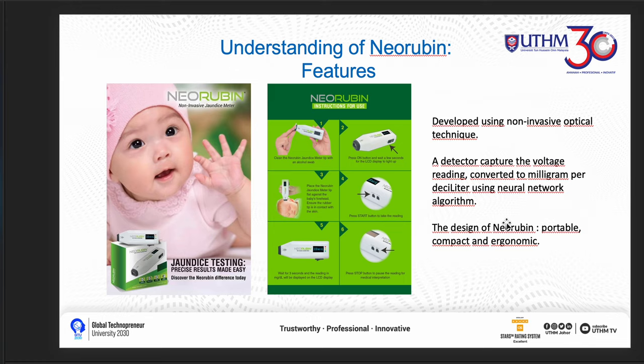Alright, so now let's understand the features of the NeuroBeam. The NeuroBeam uses non-invasive optical techniques, in which, like I mentioned just now, it does not need a blood withdrawal. It is a non-contact process, so it is comfortable for the newborn. And second, this device helps to improve the accuracy using a neural network algorithm. So this is the approach they use to solve the problem of low accuracy from the previous method. And to solve the issue of bulky machine size, they designed the NeuroBeam. You can see from the comparison of the size between the NeuroBeam and the hand. Alright, it is small, compact and ergonomic.